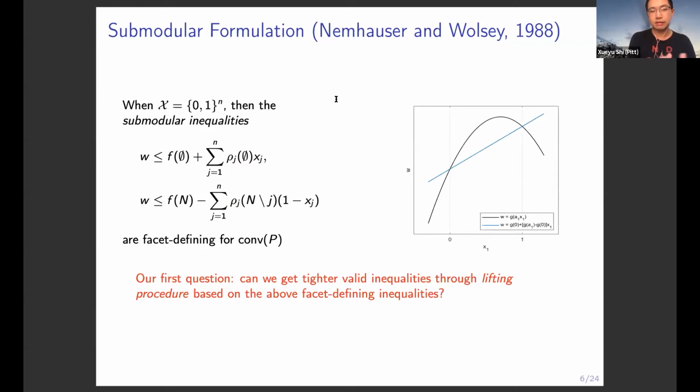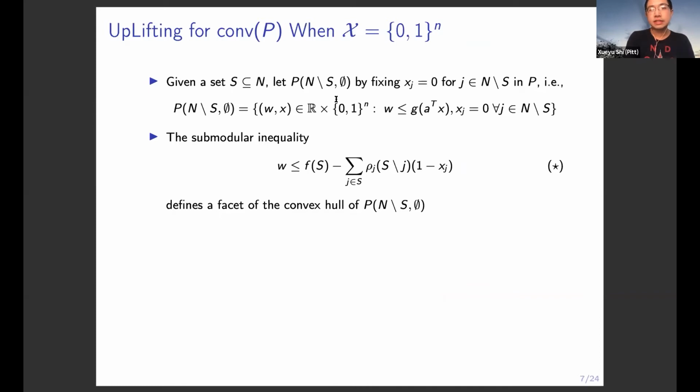For other non-trivial subsets S, their corresponding submodular inequalities don't define facets for the convex hull of P. Therefore, our first question is: can we get tighter valid inequalities through a lifting procedure based on the above facet-defining inequalities? The first work was done by Atamtürk and Narayanan in 2011. They did the lifting procedure to get strong valid inequalities. Our work revisits this lifting procedure and gets stronger results. For the lifting, we first project P to a low-dimensional mixed 0-1 set. Given a set S, we fix the variables in the complement of S to 0. Then the submodular inequality defines a facet for this low-dimensional mixed 0-1 set.